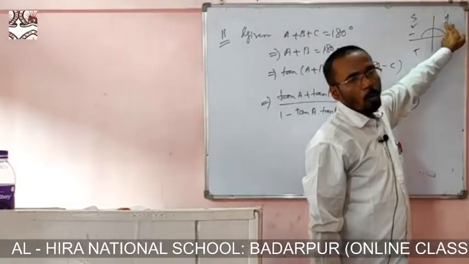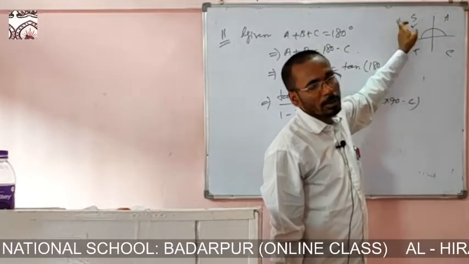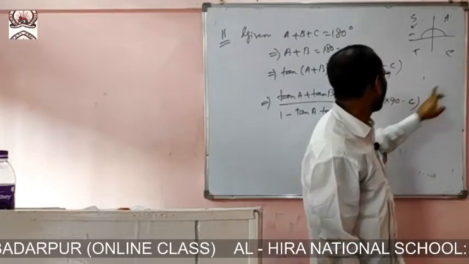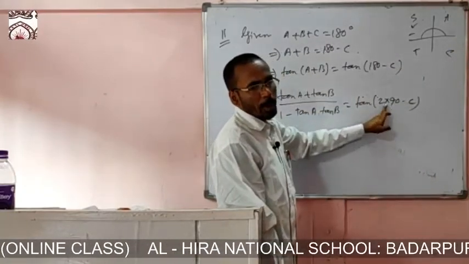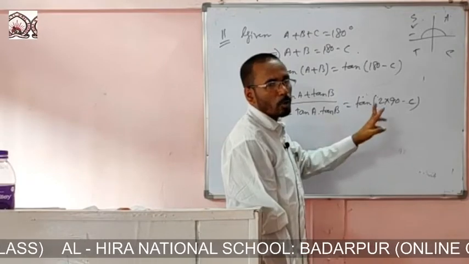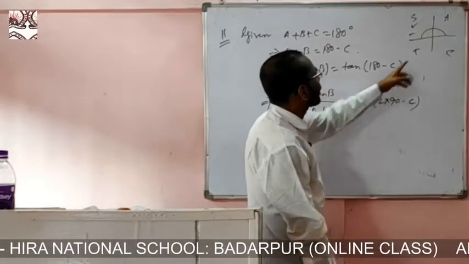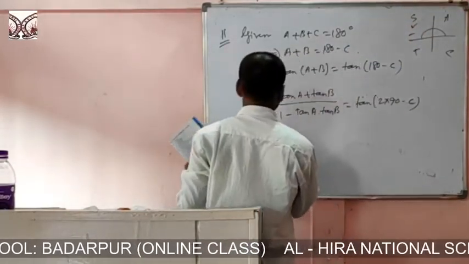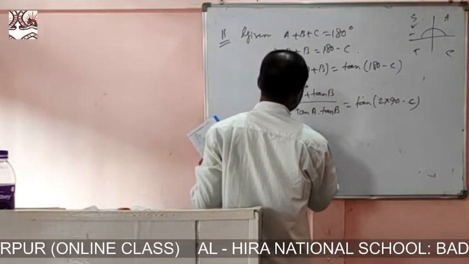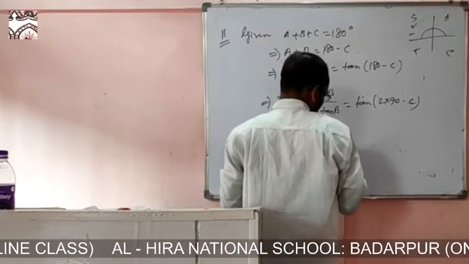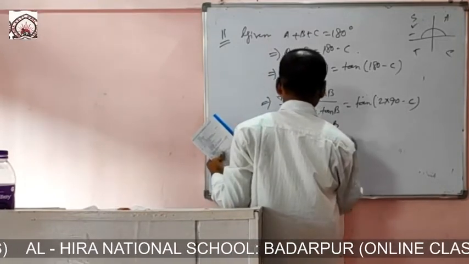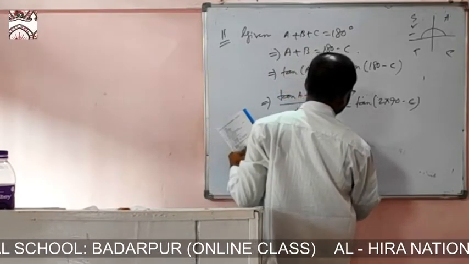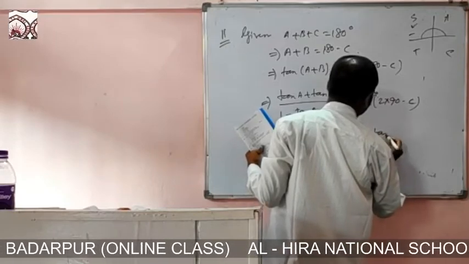But in trigonometry, first quadrant, all are positive. Second quadrant, sin positive. Third quadrant, tan positive. Fourth quadrant, cos positive. Here we are getting 2 into 90, and 2 is even, so tan will remain tan, but the position is in the second quadrant, and in the second quadrant tan is negative, so it is (tan a + tan b) by (1 − tan a tan b), and this will be −tan c.